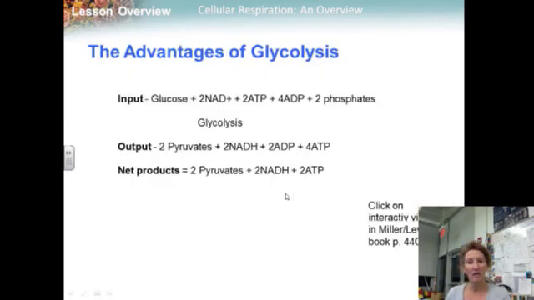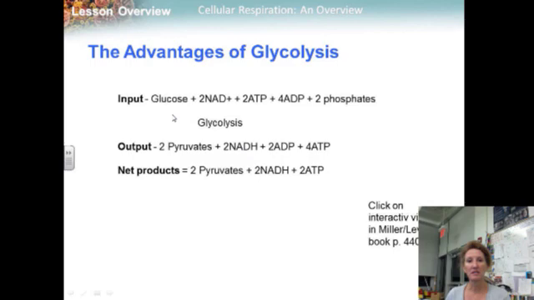So, glycolysis produces ATP very fast, which is an advantage when the energy demands of the cell suddenly increase, like you're trying to sprint really quick and you're not getting enough oxygen, because glycolysis does not require oxygen. So it can quickly supply energy to the cells when oxygen is unavailable.